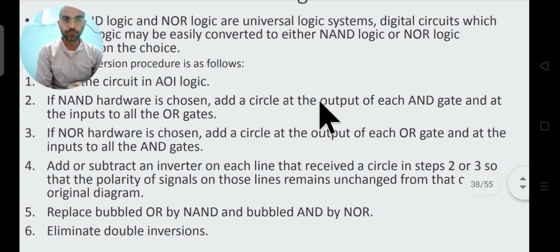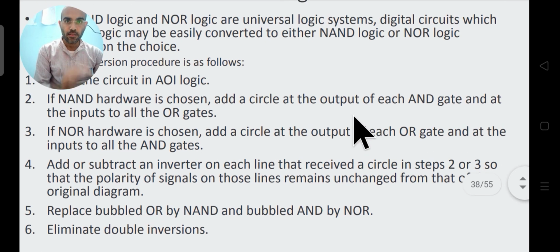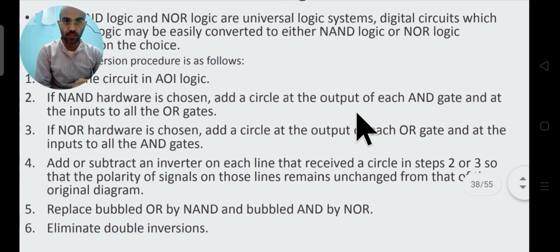Now similarly, if you want to implement the circuit with the help of NOR gates, again we will choose the same logic. We'll add two circles. If the bubble is coming at the output of the OR gate, then it will become a NOR gate, and if the bubbles are coming at the input of the AND gate, then it will also become a NOR gate. So this is how you add or subtract an inverter.